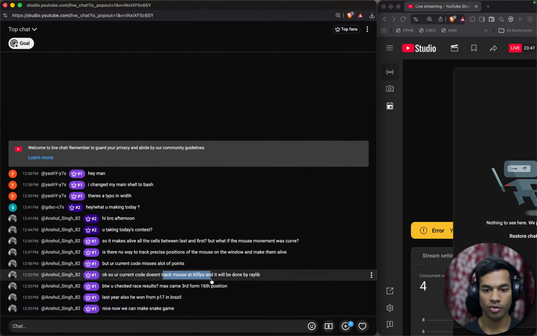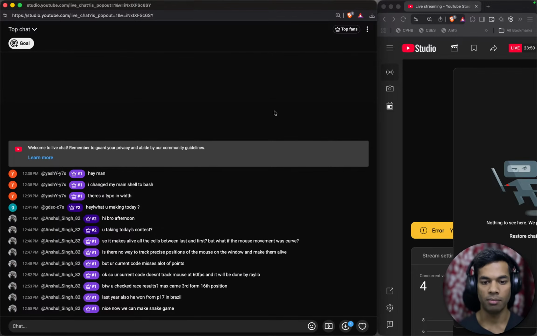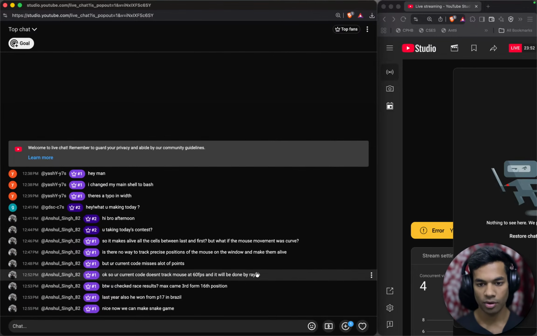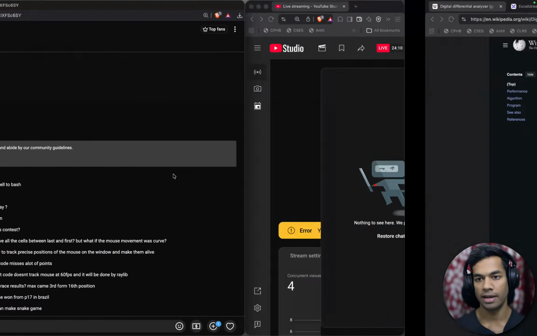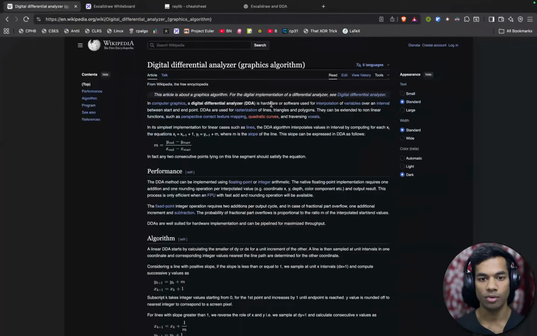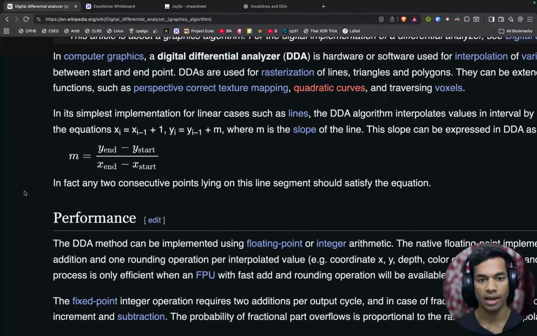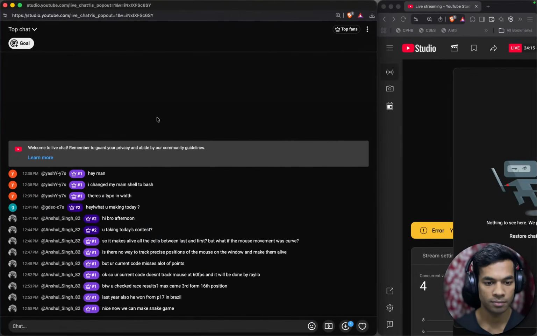It doesn't track the mouse position at 60 fps. It will be done by Raylib. Yes, it is done by Raylib, and Raylib is not very precise with the mouse positions. It is not updating the mouse position fast enough, and this is not a Raylib limitation. Even after using direct operating system calls for getting the mouse position, the polling is not good enough for getting everything. So we have to use some imagination and draw lines between the positions.